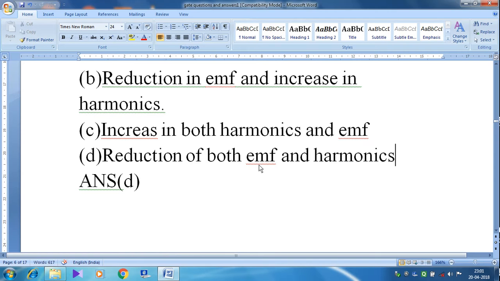That is reduction of both EMF and harmonics. This is the answer. D is correct.